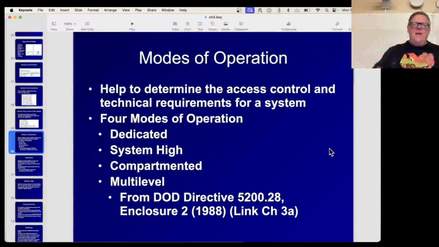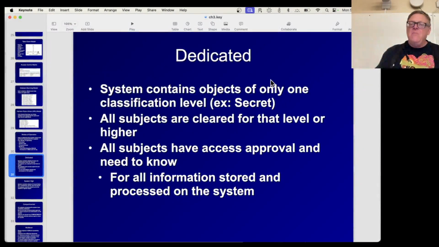Anyway, all right, so the mode of operation determines more about how your system works, and there are 4 basic modes of operation: dedicated, system high, compartmented, and multi-level, and these are from a DoD directive from the 80s. Dedicated is the most secure and the most expensive. Your system contains only objects of one classification level.